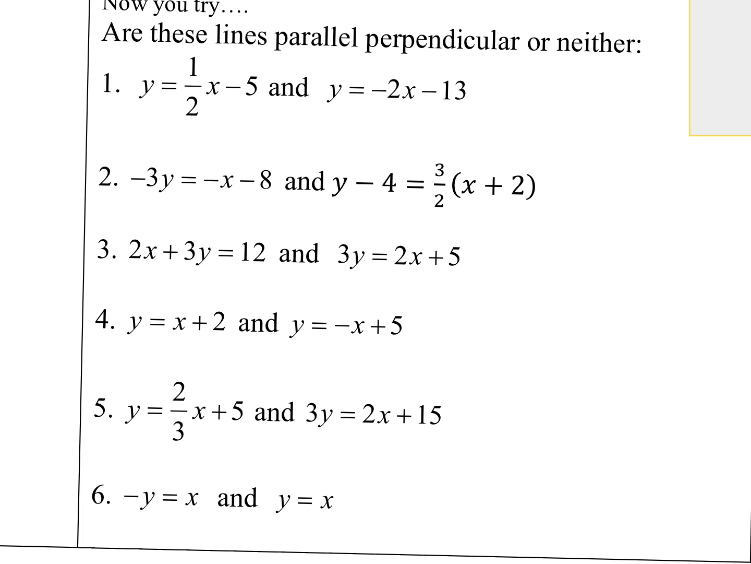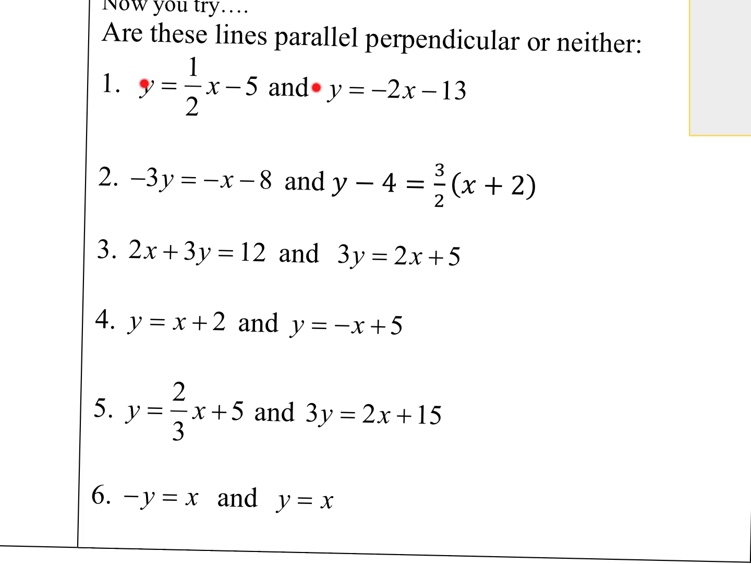And then once you compare them, if they're the same exact slope, they're parallel. If they're opposite reciprocal slopes, they're perpendicular. And if it's obviously neither of those, then you would say neither. Okay. So number one, would you guys say that these slopes make the lines parallel, perpendicular, or neither?